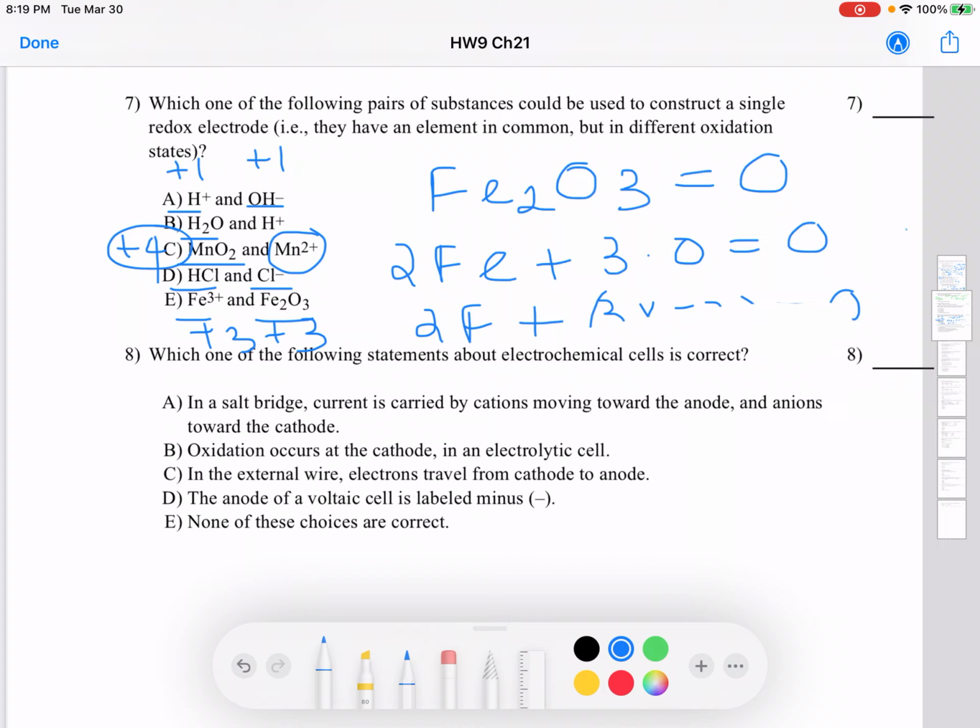In the external wire, electrons travel from cathode to anode. That's not correct either. It's from anode to cathode. Anode of a Voltaic cell is labeled -. Is that correct? Yes. Anode is where the electrons are generated, so it is labeled as negative. That's correct. So the correct answer is D.